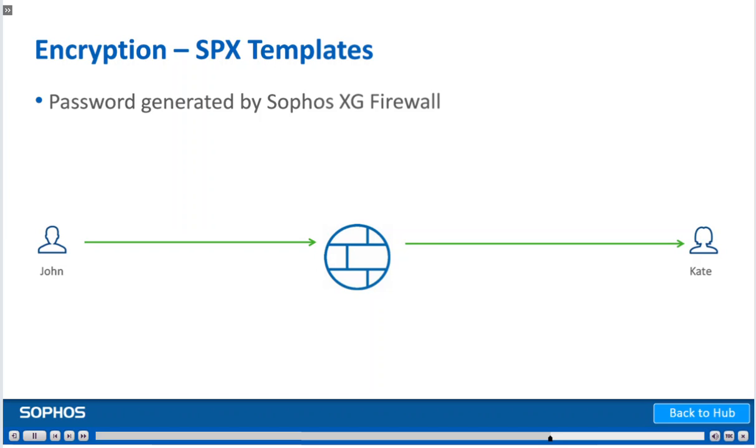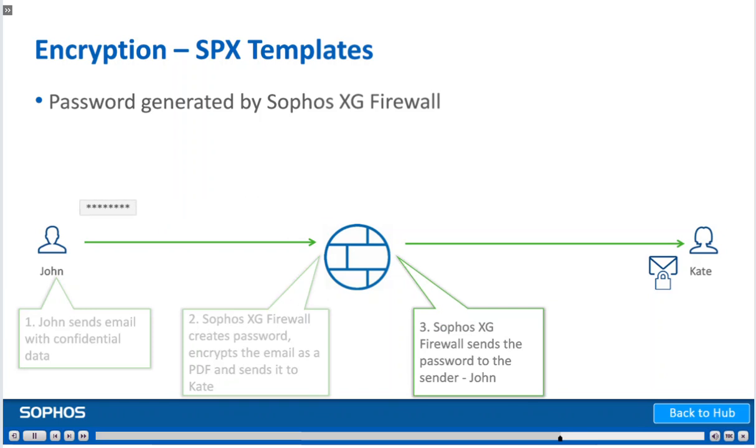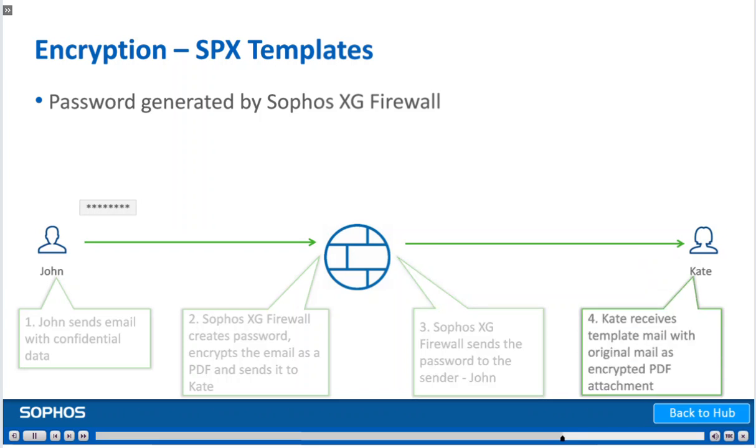Now let's look at the case where the password is generated by Sophos XG Firewall. 1. John sends a confidential email that will match a scanning rule on the firewall which has an SPX template selected. 2. The firewall receives the email and converts it to a PDF, encrypts it, and then attaches it to a template email. This email is sent to Kate and explains to her how SPX works. 3. Sophos XG Firewall sends the encryption password to the sender. In this example, that is John.